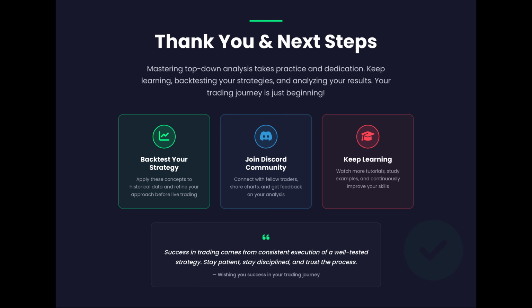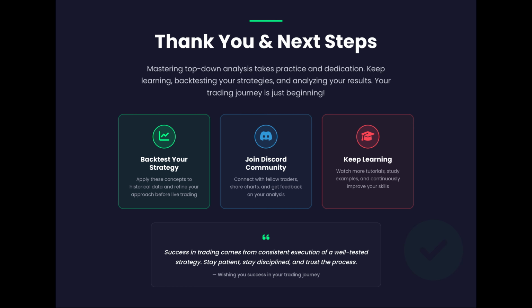This is a skill that develops over time through consistent application, through making mistakes and learning from them, through backtesting and live trading experience. But here's the encouraging news. The methodology we've discussed is fundamentally sound. It's not some fly-by-night strategy that will stop working next month. Top-down analysis is how institutional traders approach the markets. It's how professional traders think about price action. You're learning a methodology that will serve you throughout your entire trading career.